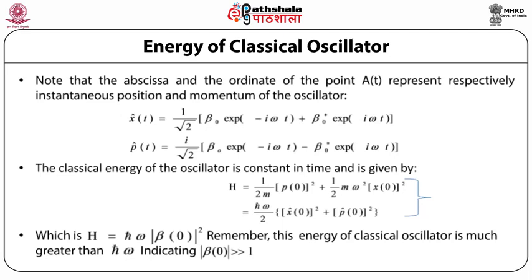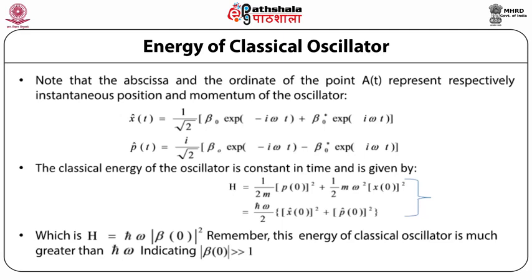The classical energy of such a harmonic oscillator is constant in time and is given by H is equal to 1 upon 2m whole times the momentum at t equal to 0 whole square plus 1 upon 2 whole times mass times omega square times x at t equal to 0 whole square. This can further be written as H is equal to H cross omega by 2 whole times the square of the modulus of the position operator at t equal to 0 plus the square of the modulus of the momentum operator at t equal to 0, and this turns out to be equal to H cross omega times the square of the modulus of beta at t equal to 0.